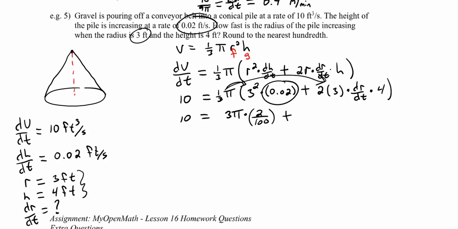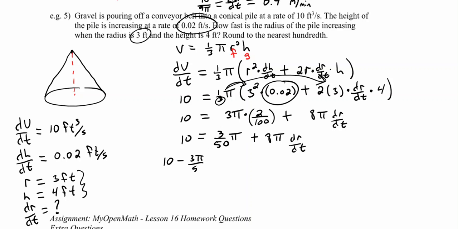Plus, and then 2 times 3 times 4 divided by the 3 I'm bringing in, we get 8 pi, and then dr/dt. Okay, now the next row, I'm just going to simplify this up. So that would just be 3 over 50 pi plus 8 pi times dr/dt. So I'll bring this term over to the left side. So that'd be 10 minus 3 pi over 50 is equal to 8 pi times dr/dt.